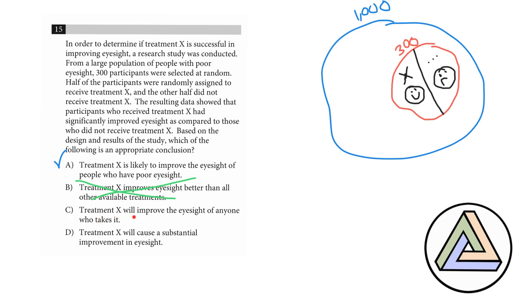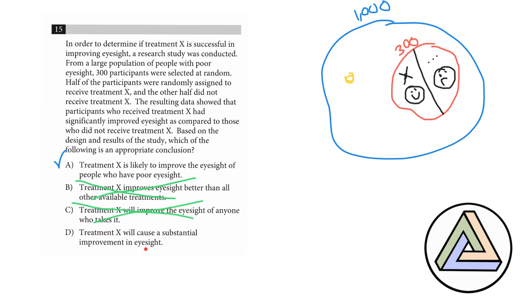Answer choice C. Treatment X will improve the eyesight of anyone who takes it. Once again, not enough information. There might be some people, for example, a person over here, and maybe it would not have worked with that person. So answer choice C is gone.